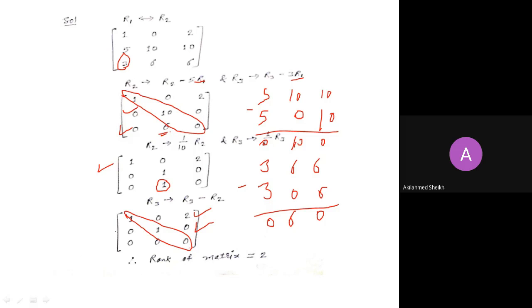And if we ask the nullity of the matrix, nullity means the number of zero rows. In this case, all-zero rows is only 1. We can see that the nullity of this given matrix is 1. Nullity is 1, rank is 2.